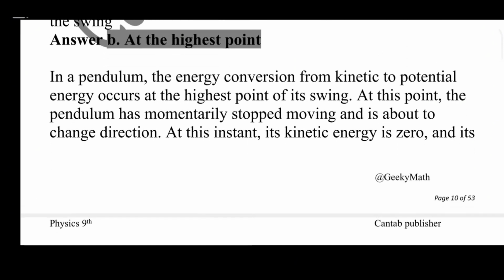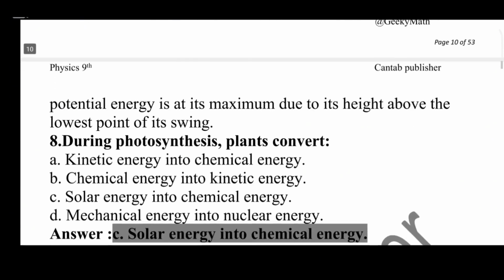In a pendulum, the energy conversion from kinetic to potential energy occurs at the highest point of its swing. At that point the pendulum has momentarily stopped moving and is about to change direction. At this instant, its kinetic energy is zero and its potential energy is at its maximum due to its height above the lowest point of its swing.